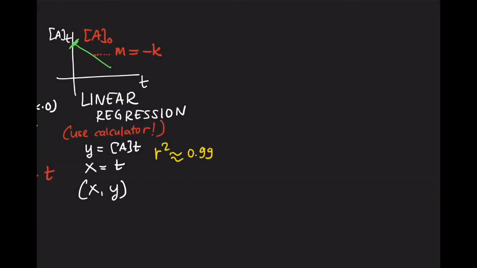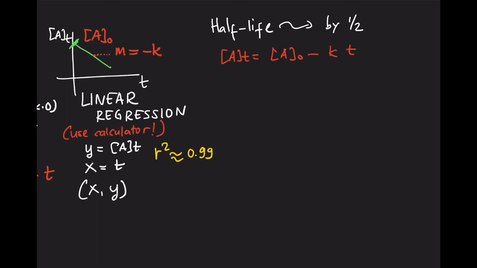Another concept that we will be studying here is what we call the half-life. Half-life is defined as the time required for a reaction to decrease the amount of a given reactant by 1/2. So in other words, we can also say that, again, we have At equal to A0 minus kt. At the half-life, the At should be half of A0. So it has diminished or decreased by 1/2.